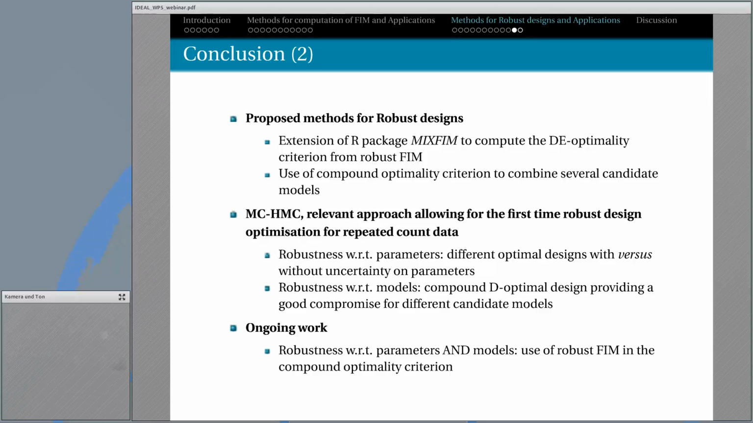We found that using robustness across parameters, the optimal design was different than assuming a mean value. And again, we found that using the compound D-optimal design, the optimal design is a good compromise across the 4 candidate models. Of course, your question should be, what about combining both? First part, we have uncertainty on parameters. Second part, we have uncertainty on models, but with given values of the parameters. And indeed, our ongoing work, and I hope to show you results soon, is to combine uncertainty on the models and uncertainty on the parameters and find the best design across all those uncertainties.